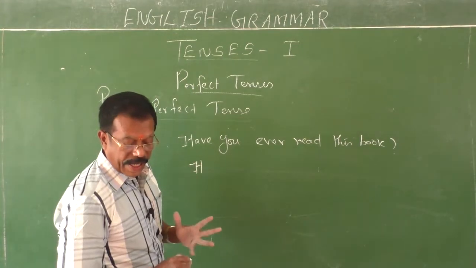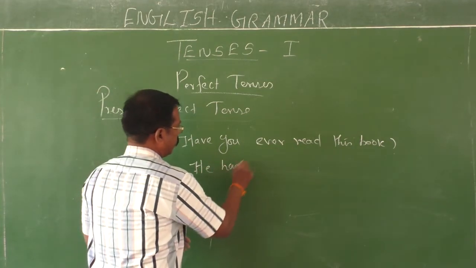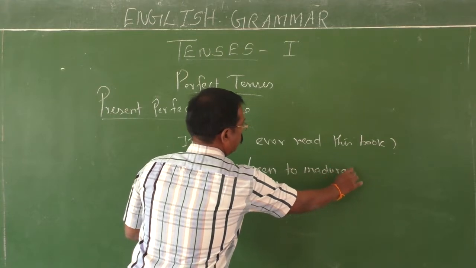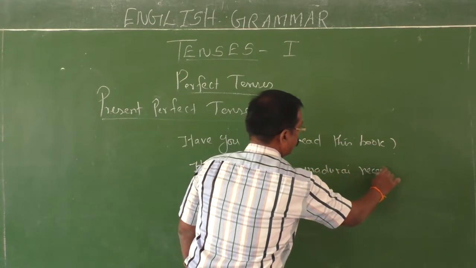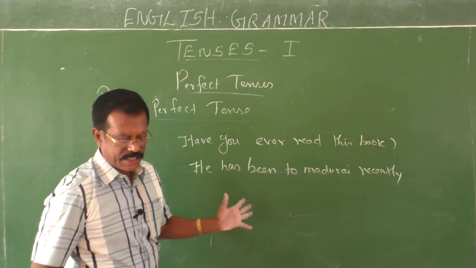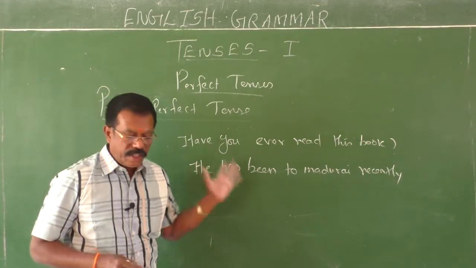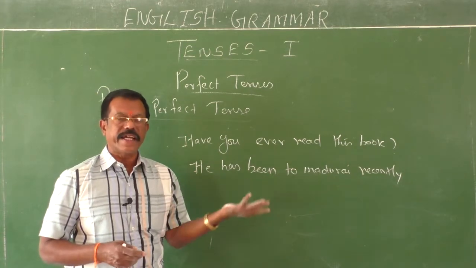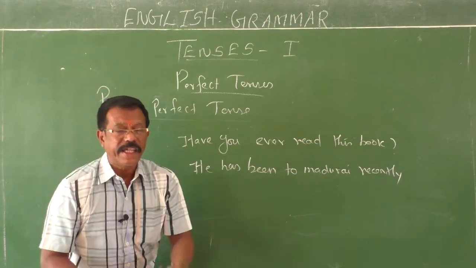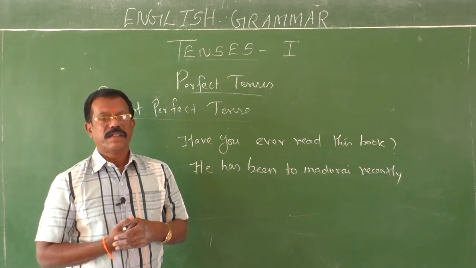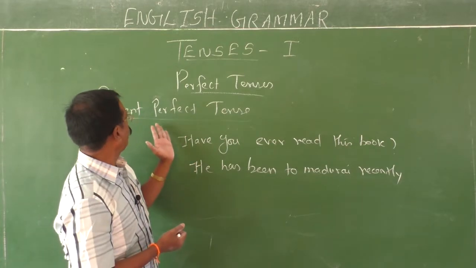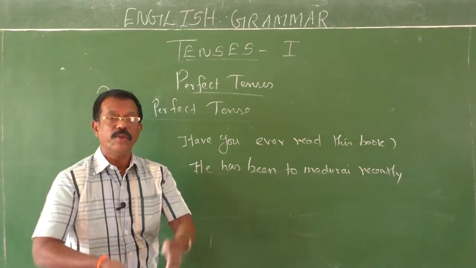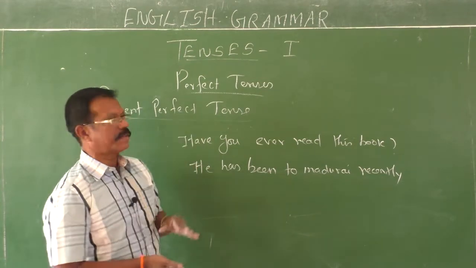He has been to Madurai recently. It has happened just now. So still you have the effect. On that occasion only you have to use present perfect tense. The action gets over, but still you have the effect. That is, there only you have to use the present perfect tense. The effect of the action is felt by you still. There you have to use the present perfect tense.